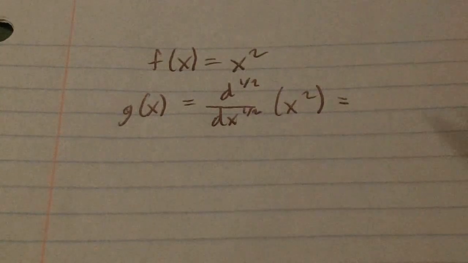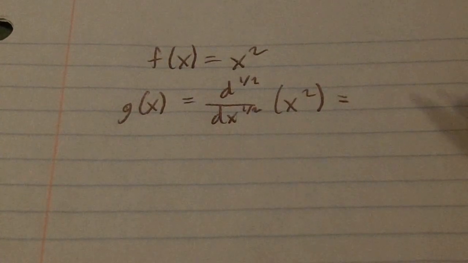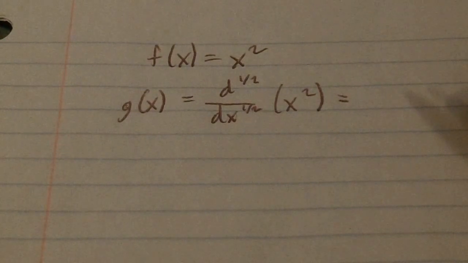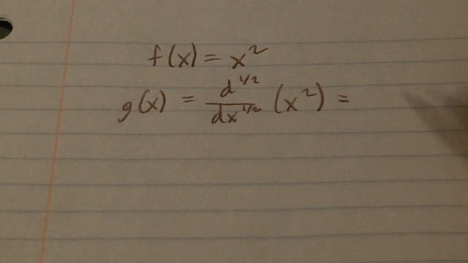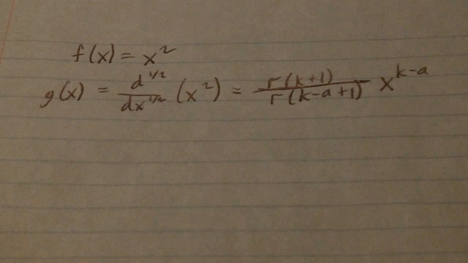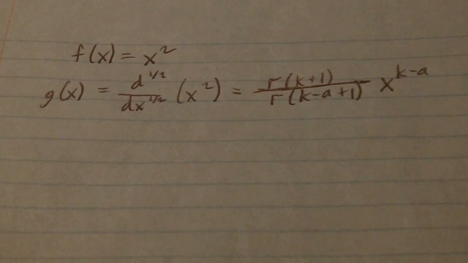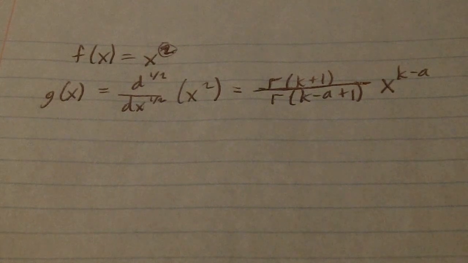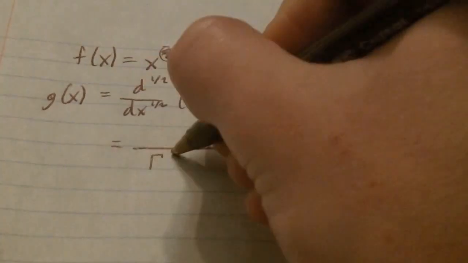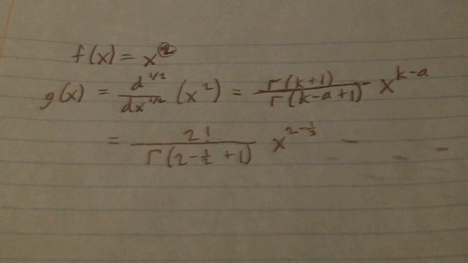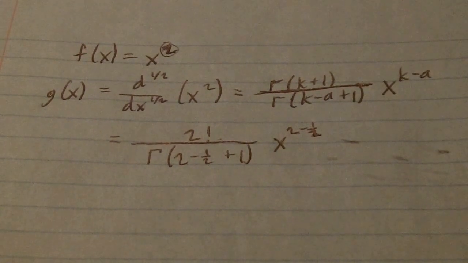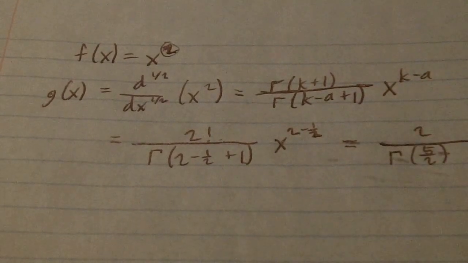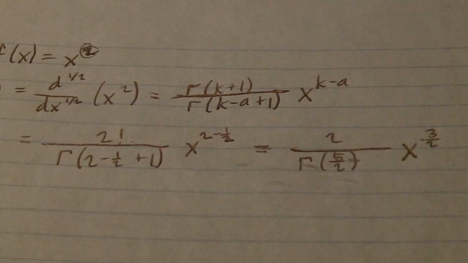And using our formula, which we've devised for essentially any polynomial, any x to some power. In this case, we're given the fact that k equals 2, since the exponent here is 2. And furthermore, we know that the a in this case is 1 half, because we're taking the half derivative. And so with those substitutions, we would get something like this. And then, more simplified, it would be 2 over the gamma of 5 halves times x to 3 halves.